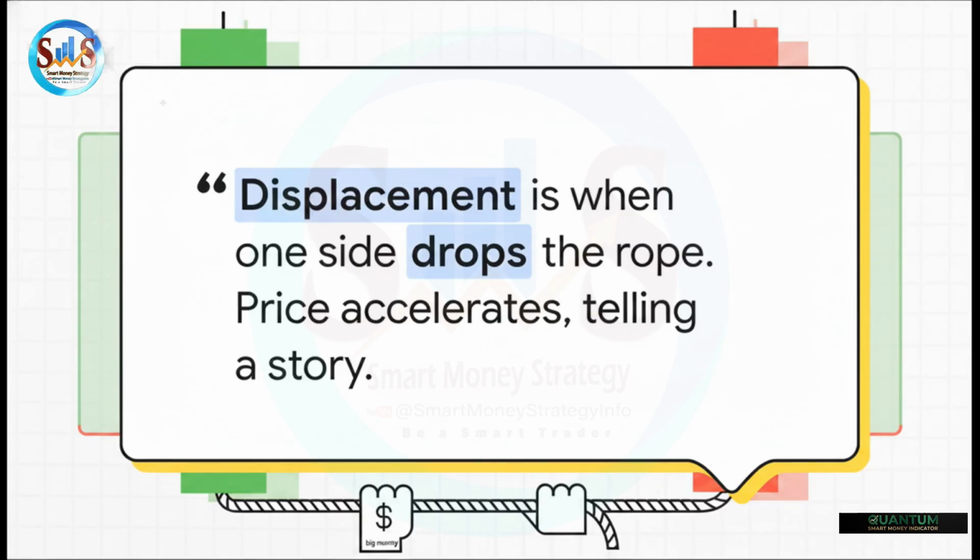But displacement is literally when one side just drops the rope. It leaves a dominant, full-bodied candle with minimal wicks, basically announcing with absolute conviction that the big money has taken full control of the trend. When you see displacement, the logical question isn't just where is price going, it's why did it move that hard? And what does that tell me about where the smart money is positioned? That displacement is the mandatory ingredient that creates our fair value gaps.